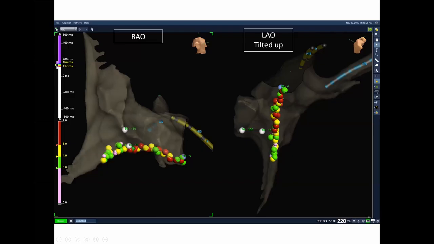And this is a 3D representation of this in RAO and LAO. The different colors are just different force time contact parameters, so the red's higher and the green's lower, which is usually what we're doing, because you usually use lower ends on the IVC end of the line, because you don't want to perforate the IVC.